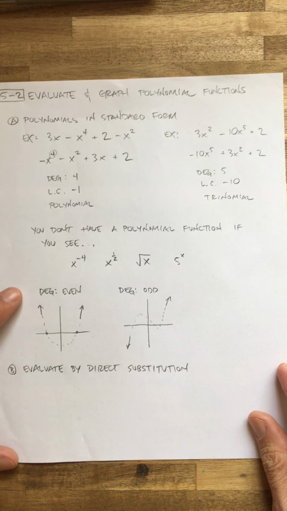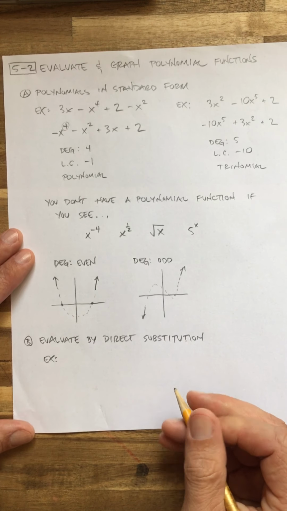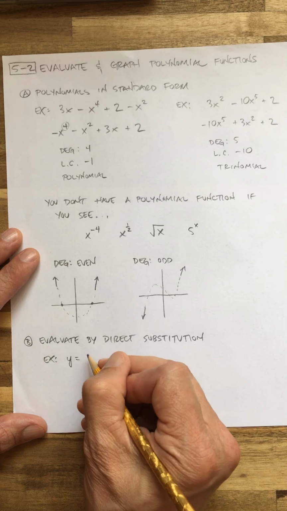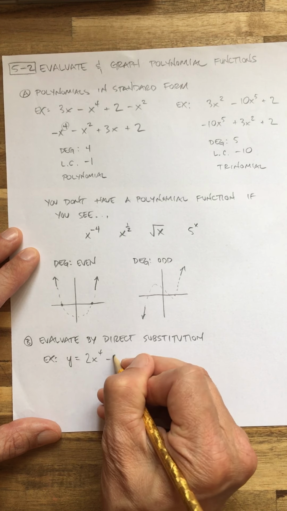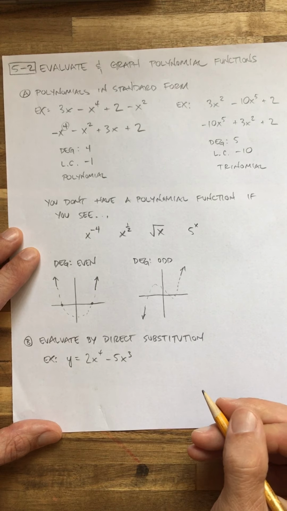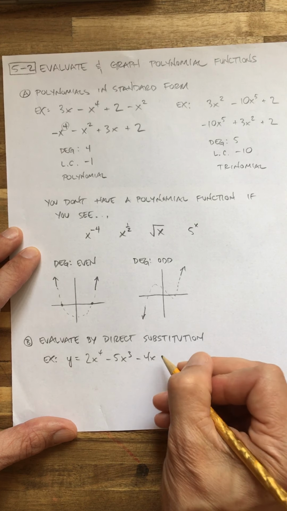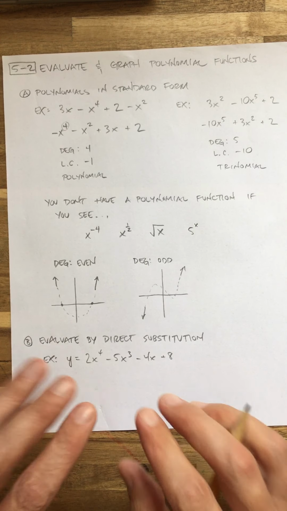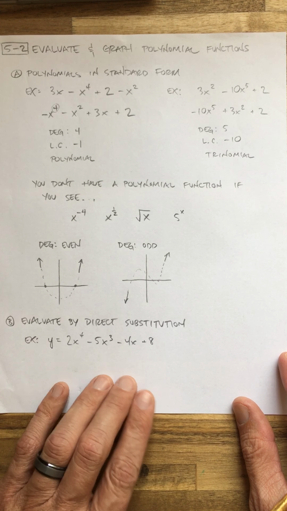All right, so here we have an example. We have something like this. Y equals 2x to the 4th minus 5x cubed minus 4x plus 8. And we want to be able to graph this at some point. So watch this. Let me just show you something really quick.